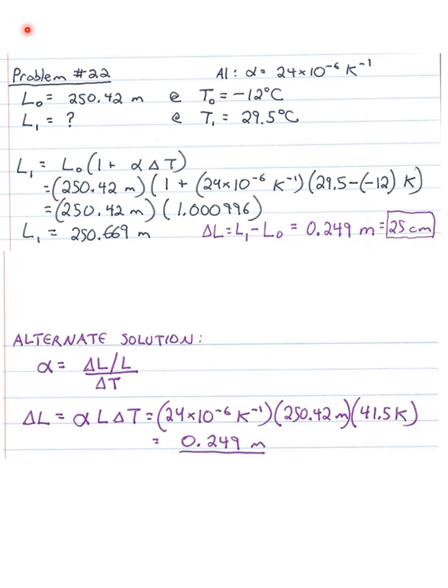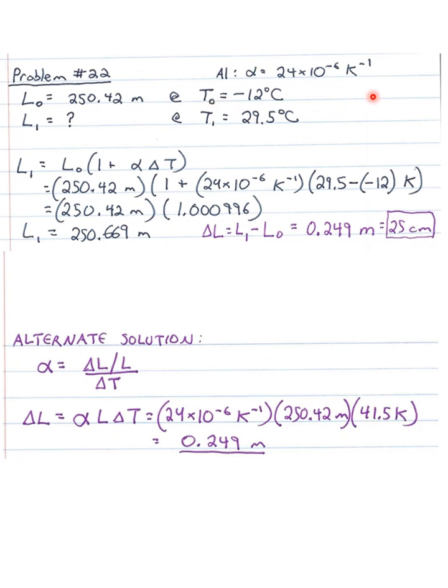says a power line wire spans 250 meters between two support towers. The wire is made of aluminum, and on a winter day when the temperature is negative 12 degrees Celsius, the wire's actual length is 250.42 meters. By how much does its length increase on a summer day when it's 29.5 degrees Celsius?